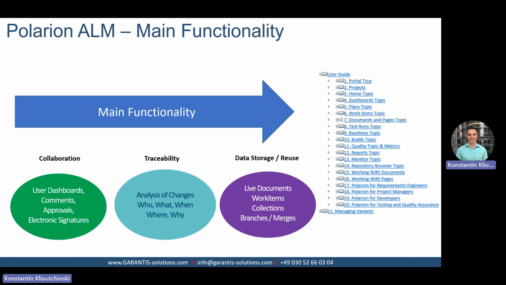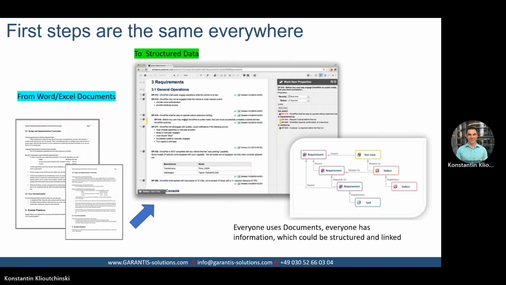Let's look a little bit at how Polarion looks. So this is an example of Polarion and also some logical structure. These are first steps that everyone does in any project. You have somewhere outside of Polarion Word or Excel files or maybe text files. They contain requirements, specifications, standards. You want to import them into Polarion to have a live document with structured information, where structured information means you have work items. Information is split into work items.